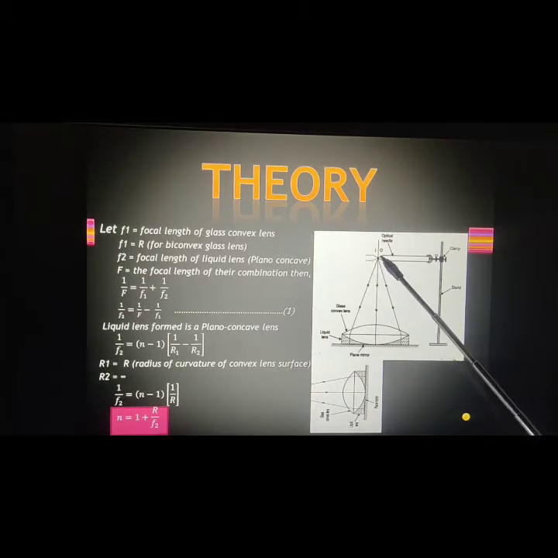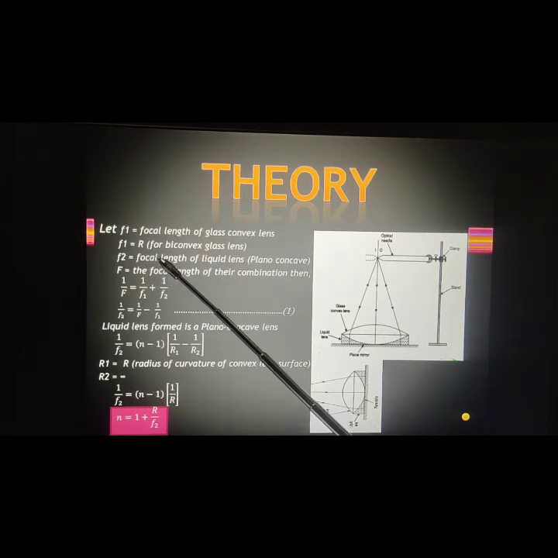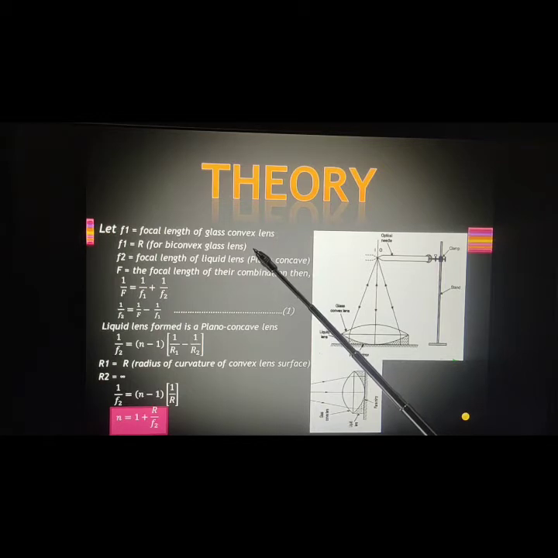The dotted line over here is the image. It is denoted by I in this diagram. So that's the first part of the experiment where we find f1. This distance from the lens to the object will give you f1. Also, there's one more point which we are using in this experiment. Our f1 is also equal to the radius of curvature of the lens. You can derive this using the lens maker's formula, taking the refractive index of glass as 3/2, which is 1.5. Then the next part of the experiment is to find f2.